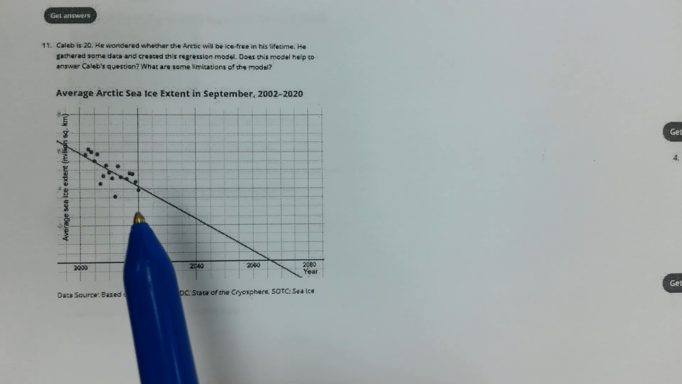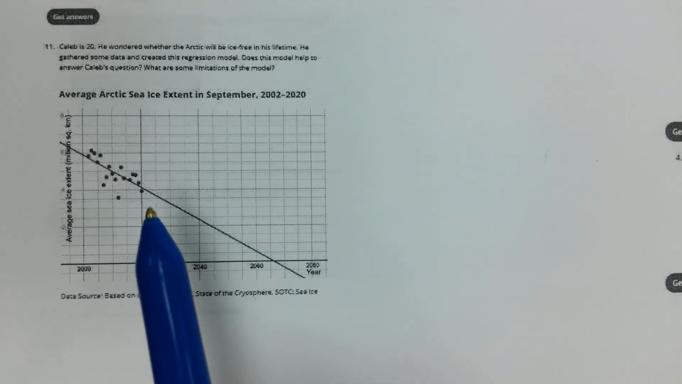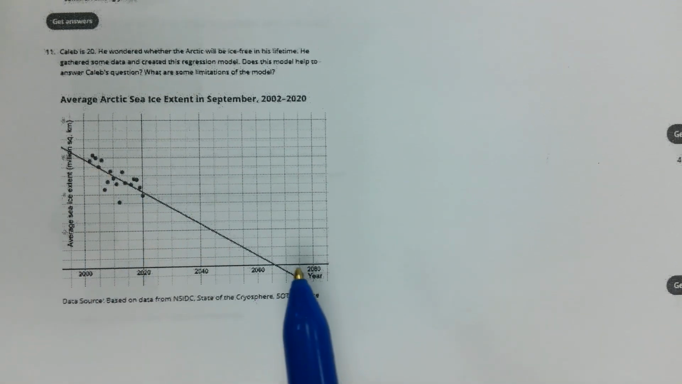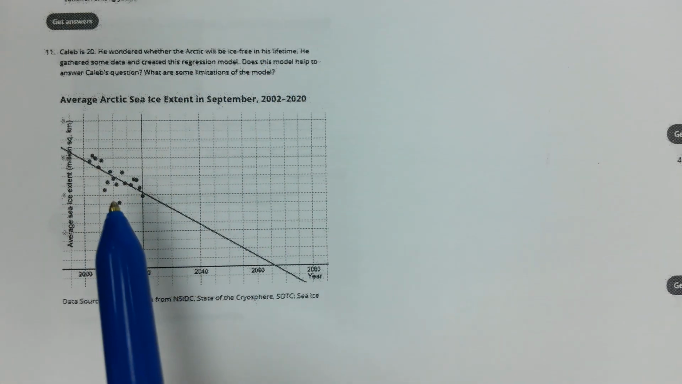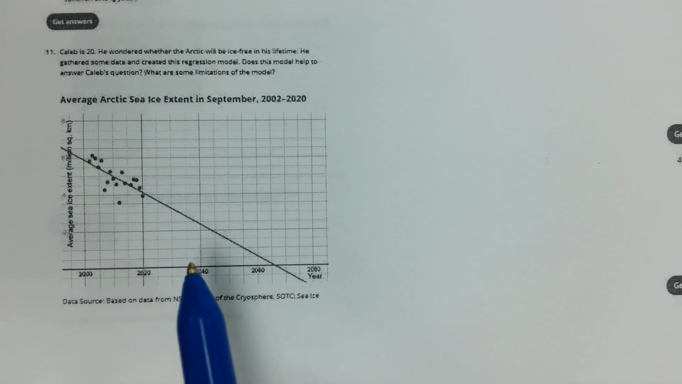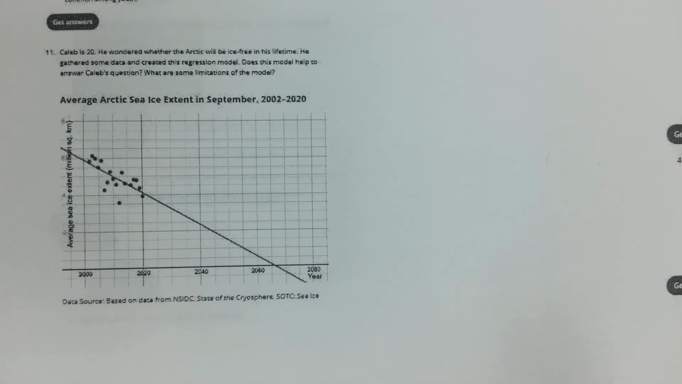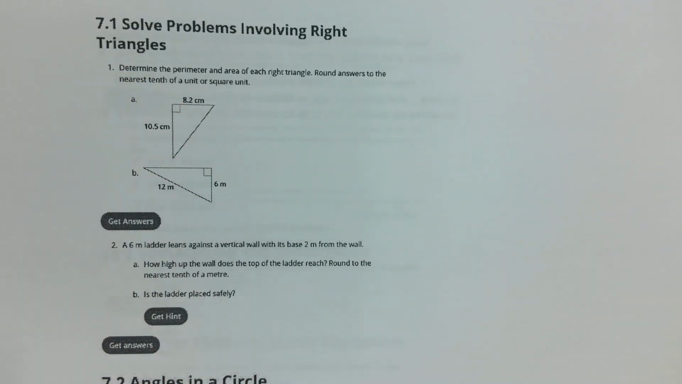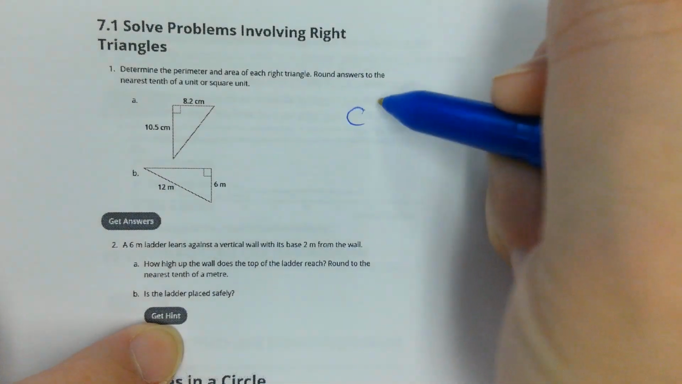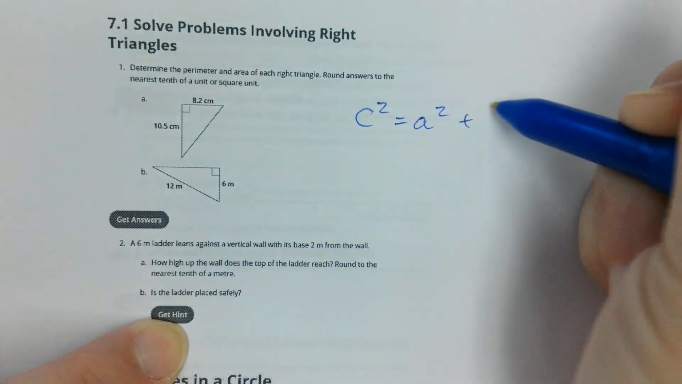Is this a good line of best fit? Good enough, I guess. Yeah, exactly. So what assumption do you have to make is that it's steady. After 2020, the rate at which it decreases, you're assuming it's the same. Okay. These ones right here, right angle triangle. What comes to mind? Pythagorean theorem. So c squared equals a squared plus b squared.